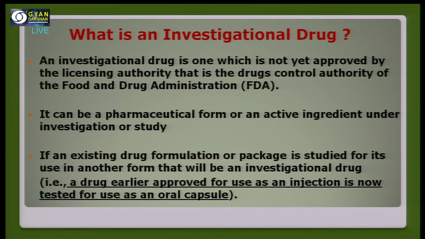So it is called an investigational drug, which is yet to be approved by the licensing authority, that is the Drug Control Authority of India, or the Food and Drug Administration, which we call in short as FDA. It can be a pharmaceutical form or any active ingredient which is under investigation for study. If an existing drug formulation or package is studied for its use in another form, that will also be an investigational drug. For example, if the drug is already approved earlier for the purpose of injection, but now we are testing it for use as an oral capsule or an oral tablet, then also that particular drug will be called an investigational drug.